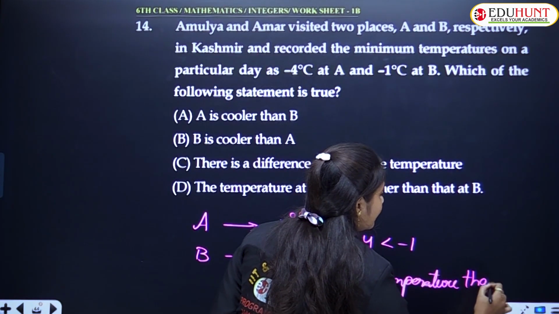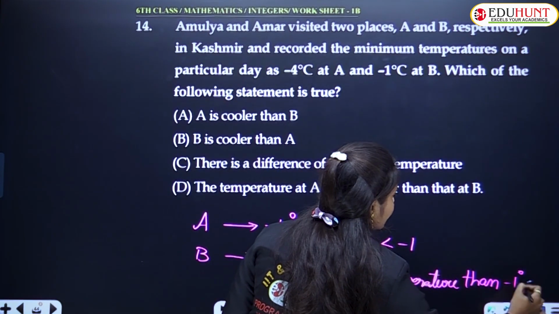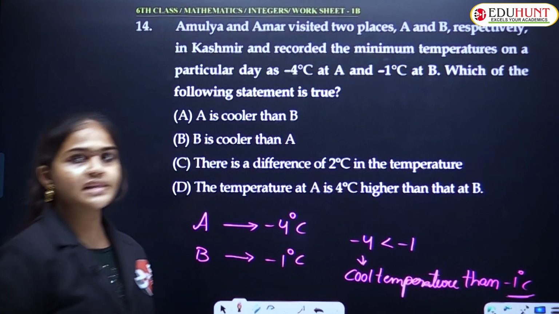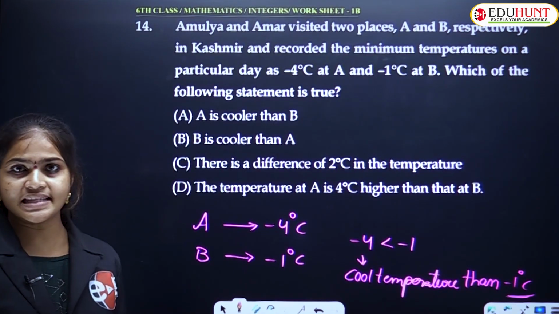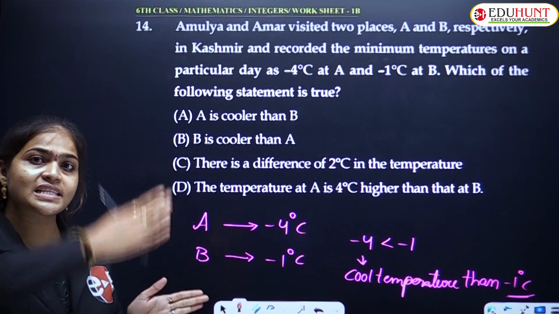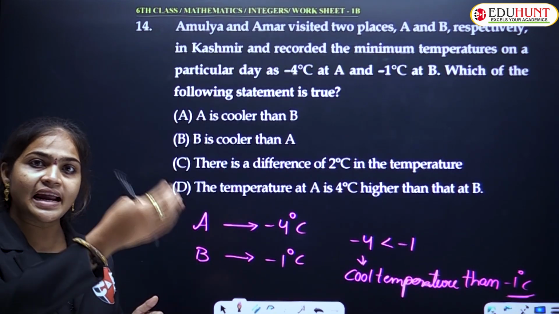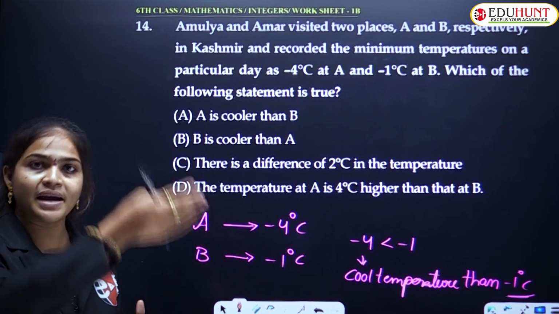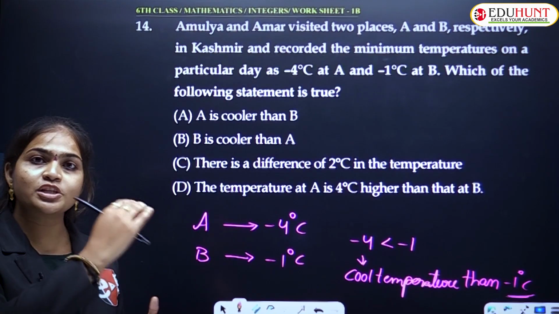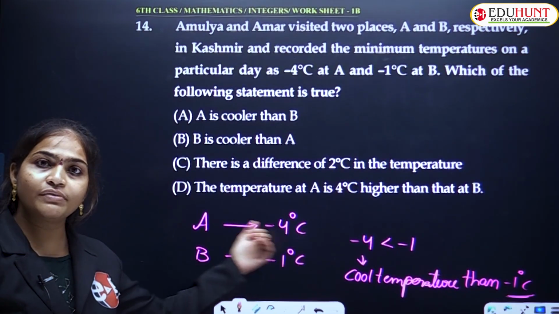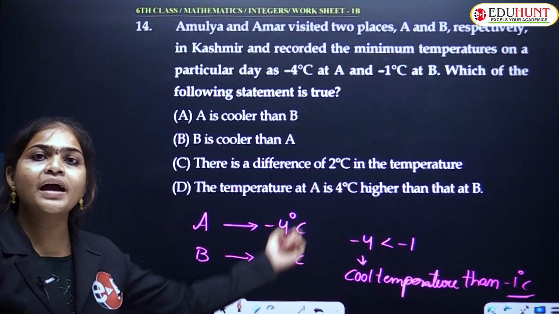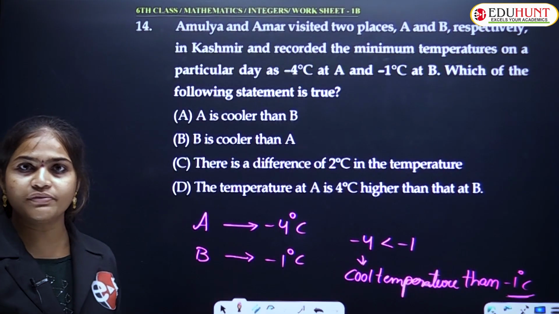Cool temperature, then minus 1 degree Celsius. Understand? Minus 4 degrees Celsius is cooler than minus 1 degree Celsius. Why? Because minus 1 is just greater than minus 4. Just greater than minus 4 means more than minus 4. If the temperature is more, then we feel a little bit hot only. Where will we get very cool? At minus 4 degrees Celsius only we can feel very cool.